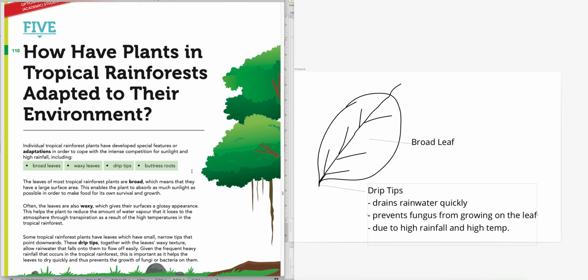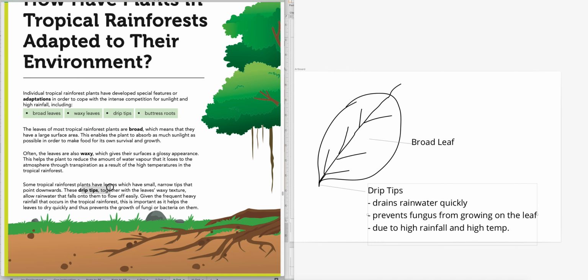Okay, so if you look at page 110, you talk about drip tips. Okay, allow rainwater to flow easily. What's the same idea as drain quickly? As long as the idea is there, we give you the mark. Okay, so you see that they brought up the environmental issue. Because it's frequent heavy rain or high rainfall, so it will help to dry quickly, preventing the growth of fungi or bacteria. So any of these 3 points, I don't care how you phrase it, we'll give it to you. Okay, as an explanation.